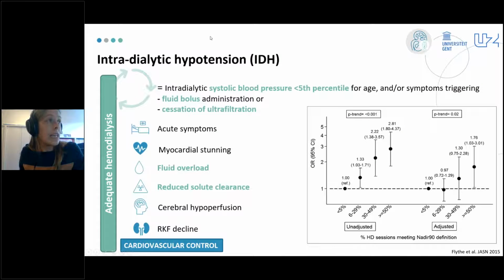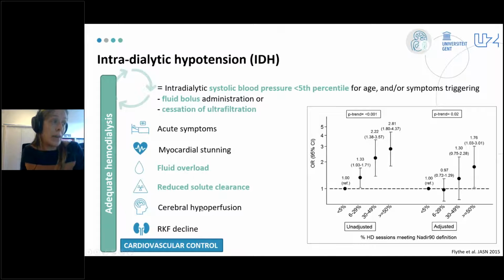And IDH, I want to add here as well, because intradialytic hypotension is the most common complication that we have in our hemodialysis unit. It's defined by a low blood pressure below the 5th percentile of age, and symptoms requiring an action like a fluid bolus or stopping of UF. It's giving quite some symptoms to our patients. It can cause myocardial stunning, cerebral hypoperfusion, and also decline in residual kidney function.